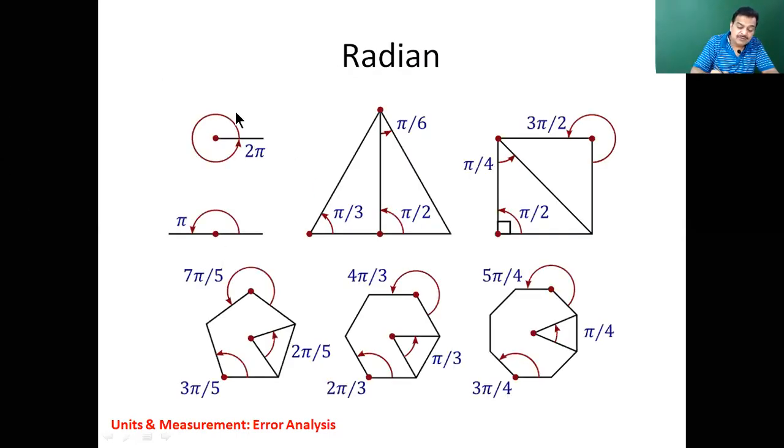This is equal to 360 degrees. This is 180. I'll write it down. This is 360, 180. Now look at what they've shown here. This is a pentagon. Pentagon means 5 sides. So what is the total internal angle of the pentagon?